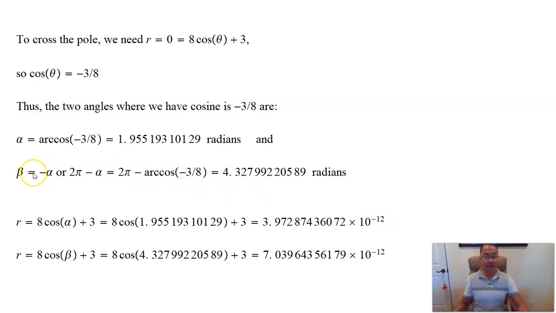Now, the twin angle in the third quadrant, or actually first quadrant, because it depends on how the curve is being traced, by symmetry, the other angle would be negative alpha, except negative alpha is not between 0 and 2 pi. Okay, it would be negative 1.955. So to make it between 0 and 2 pi, just add 2 pi. Okay, so we'll get approximately 4.327. That is between 0 and 2 pi. Plug it in. We can check that our r value is really small, which means that we are at the pole. Okay, so now, finally, let's get to the calculus part.